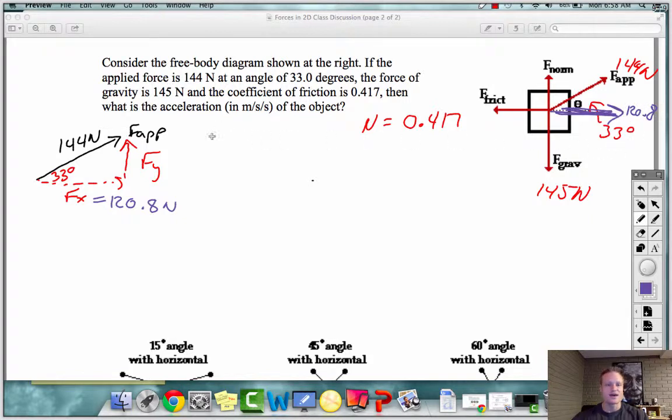Okay. Then what is F of y? Well, F of y would just be the sine of 33 degrees times my hypotenuse, which is 144 newtons. And if you do that math problem, I get 78.4 newtons.